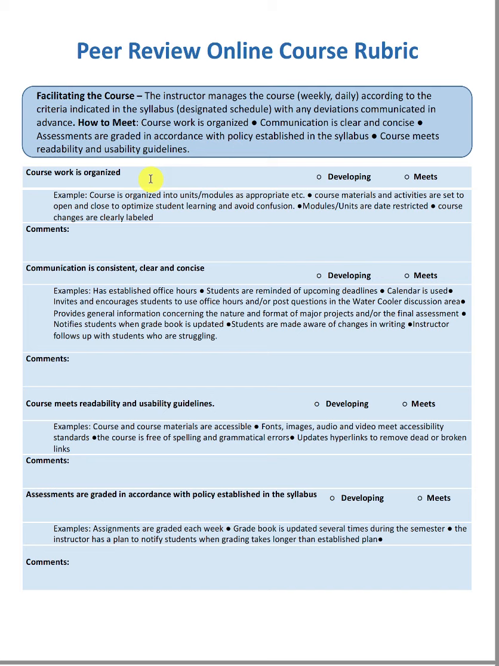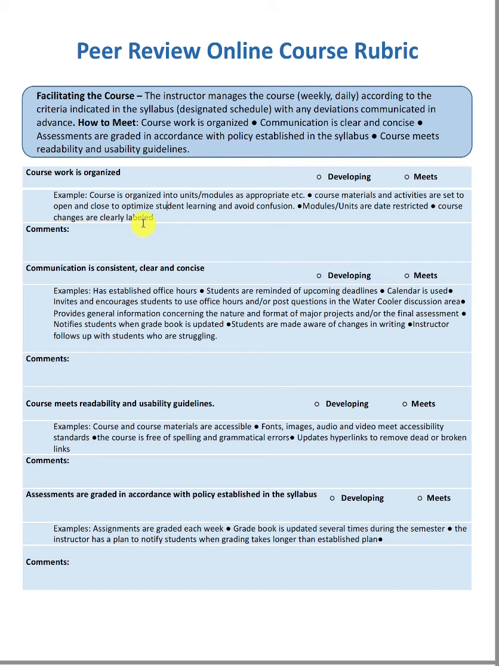Moving on, where the rubric is actually being used and a course is actually being reviewed, the reviewer would look for coursework being organized and then look for these different examples here. For example, that the course is organized into units or modules as appropriate. Course materials and activities are set to open and close to optimize student learning and avoid confusion. Modules and units are date restricted. Course changes are clearly labeled.